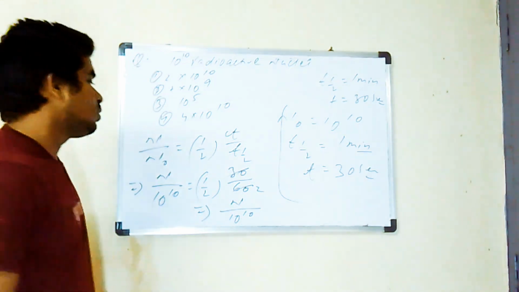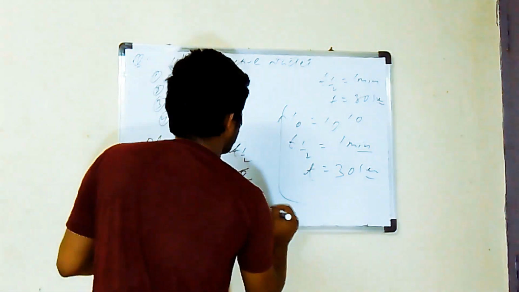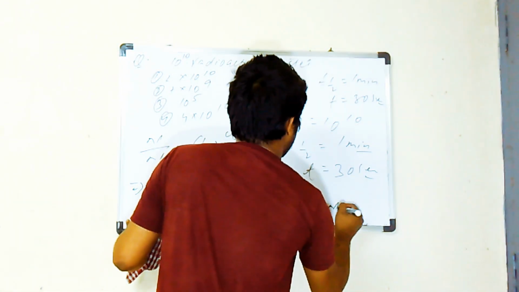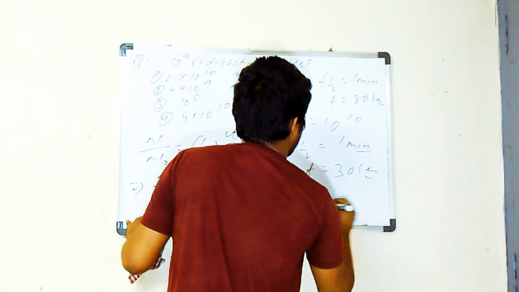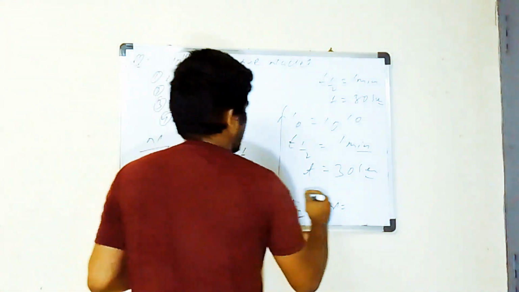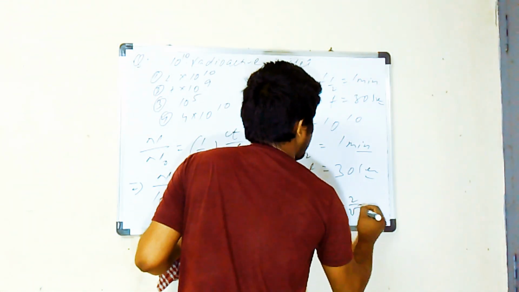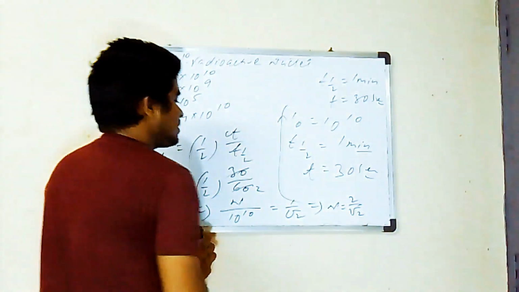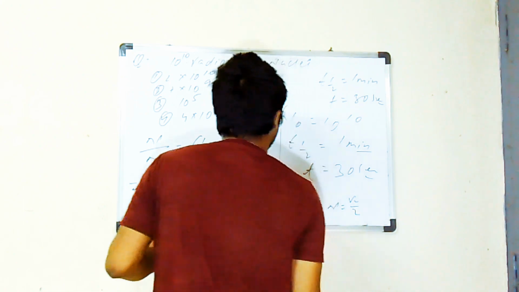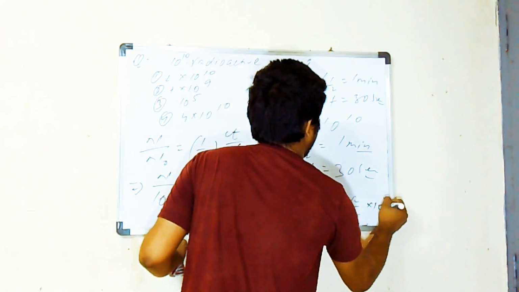So I can say 1 by root 2. So what is N? N equals, we can say, root 2 multiplied by root 2 on the numerator and denominator, so this is 2 divided by root 2, which means root 2 divided by 2, into 10 to the power 10.